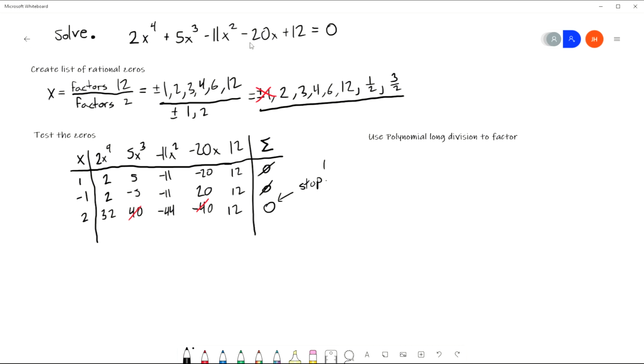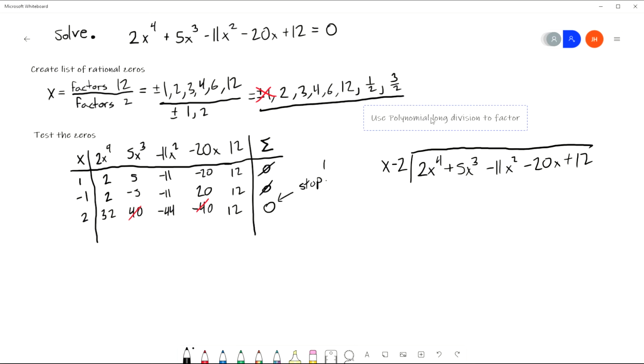So I'm taking my original polynomial of 2x to the 4 plus 5x cubed minus 11x squared minus 20x plus 12, and I'm going to divide it by the factor which has a 0 at x equals 2. That would be x minus 2. So let's do it. What do I need to multiply to get 2x to the 4 here? I need 2x to the third.